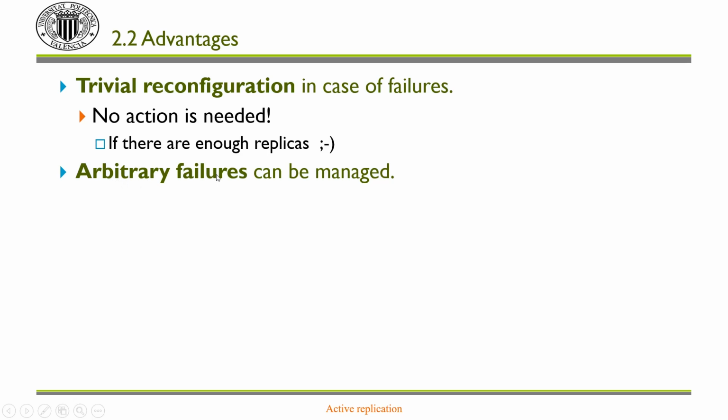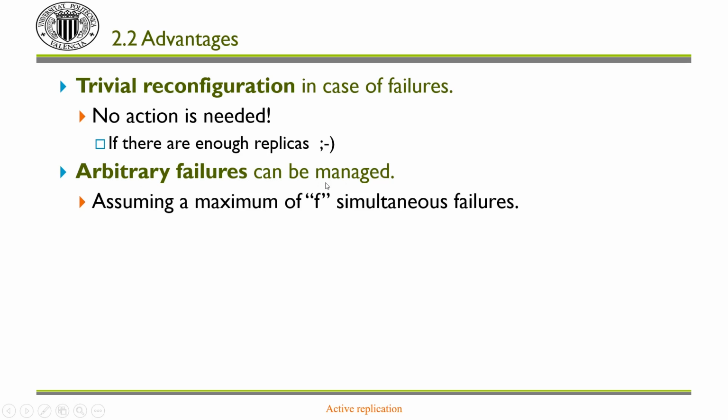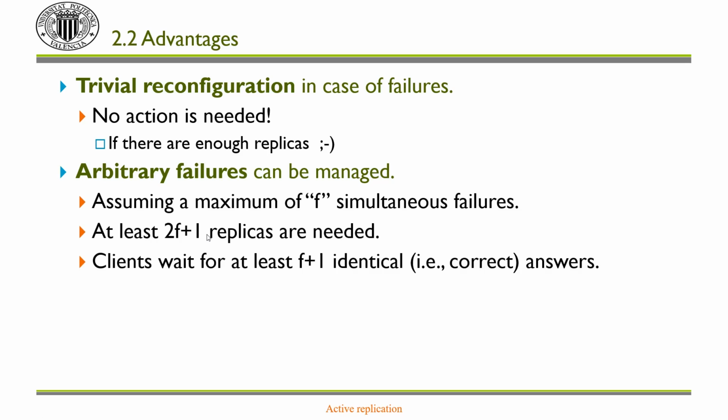Here, the arbitrary failure model is also tolerated. Assuming that there may be up to f simultaneous failures affecting f nodes, we should have at least 2f plus 1 replicas. And we need this number when replicas may identify themselves without any ambiguity. To this end, we should use a certification mechanism. In that case, clients wait for at least f plus 1 identical, that is correct, answers.